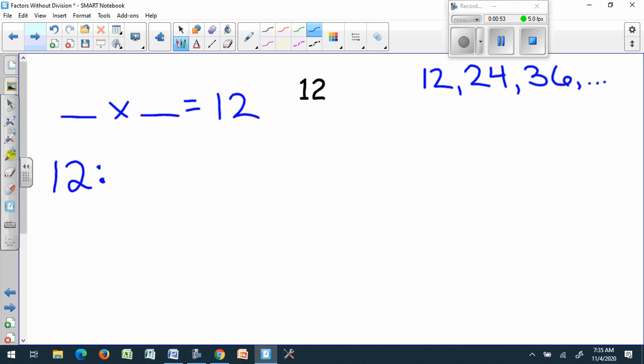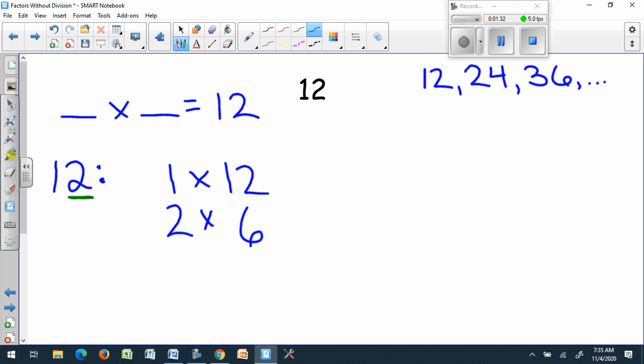And then let's think about all the ways that I can get to 12. Well, I know that 1 times any number is going to give me that number. So 1 times 12 equals 12. I also can see that 12 is an even number because there is a 2 in the ones place. That means that 12 can be split into 2 equal groups. So I know that 2 is a factor. Now I have to think of the partner for 2. And I know that 2 times 6 is going to give me 12. So 6 is also a factor.